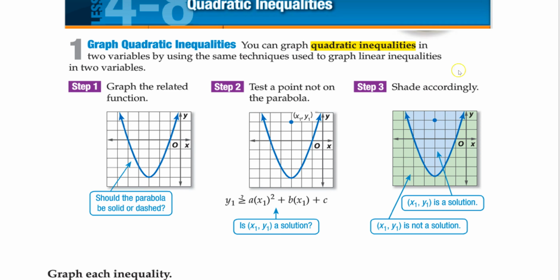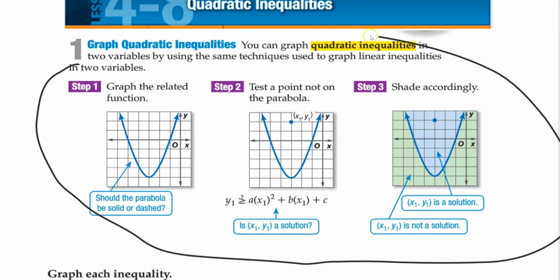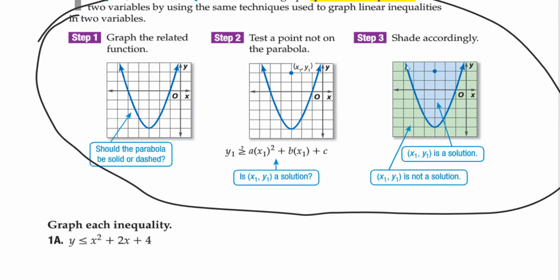The best way to shade, in this case, especially for quadratics, is honestly just to do a test point. That's what all this is about. The best way to shade a quadratic is a test point. So let's do a couple examples.